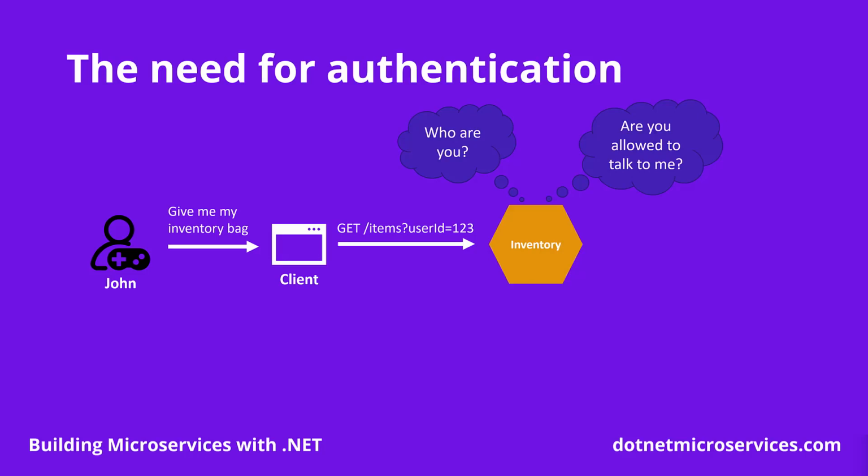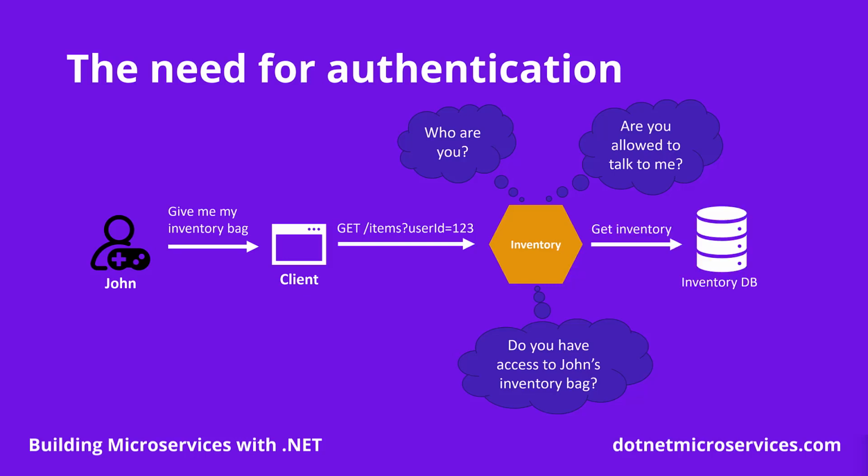But even if the request is allowed to come in, another important question arises. Do you have access to John's inventory back? Think about it. Inventory doesn't really know that the caller is John. It could be any other player trying to retrieve John's inventory, which by all means should not be allowed. Only if our microservice can answer these questions and can confirm that the caller has access to the items, it would query them from this database and return them. In summary, we need to establish the identity of the caller.